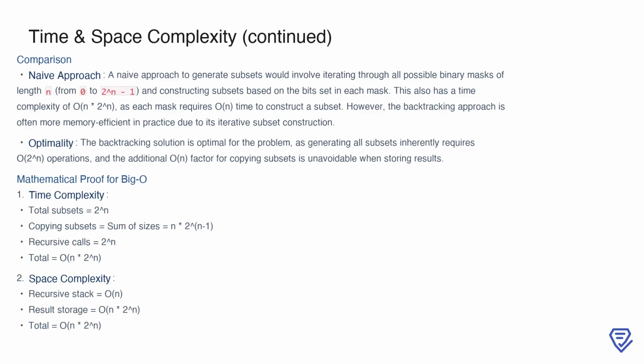Finally, a quick mathematical proof confirms these complexities. The total number of subsets is 2^n, the total cost of copying subsets is n*2^(n-1), and the recursive calls amount to 2^n.